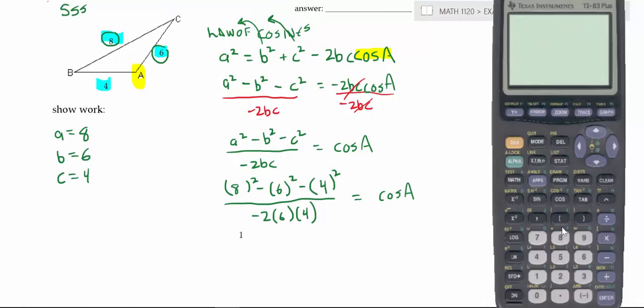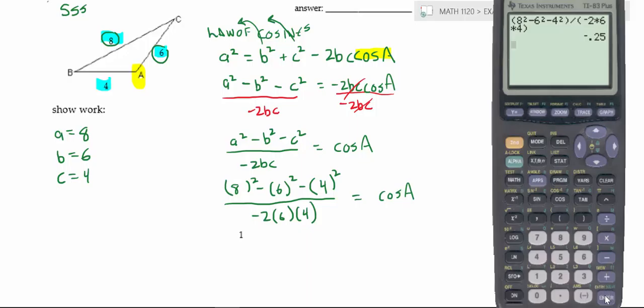So if you want to do this in one step, the way to do this is to put the numerator in parentheses. You just go 8 squared, subtract 6 squared, subtract 4 squared, close parentheses, divide by, and then you want to use a new set of parentheses to do negative 2 times 6 times 4. And you can do things in your head if you want to speed up the work a little bit on that. So you end up getting that value right there.